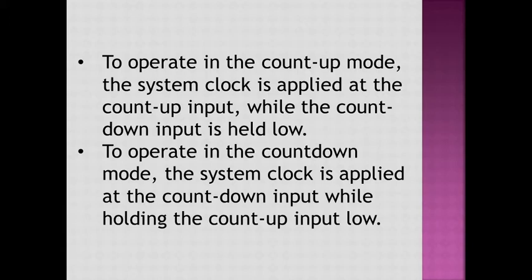So if you want to operate this counter in count up mode, then the system clock should be applied at the count up input, and the other input, the count down input, should be held in a low state. Vice versa, if you want to operate this counter in countdown mode, that means in decrement conditions, then the system clock should be applied at the countdown input, and the count up input should be held low, or it should be connected with 0.